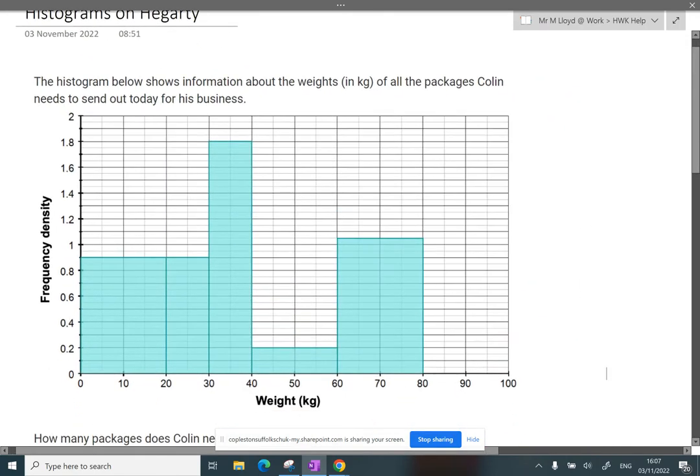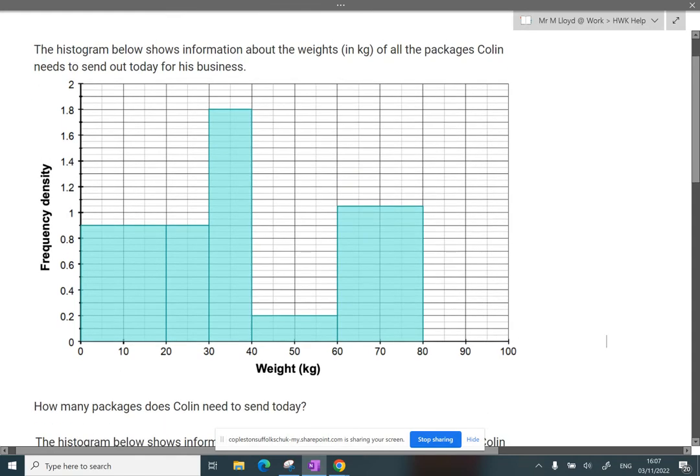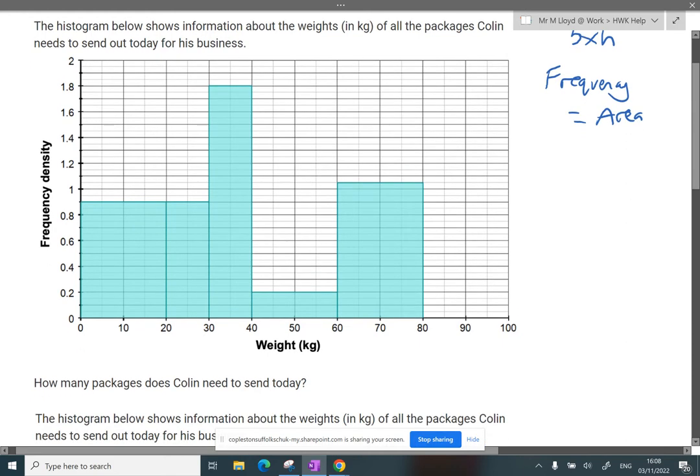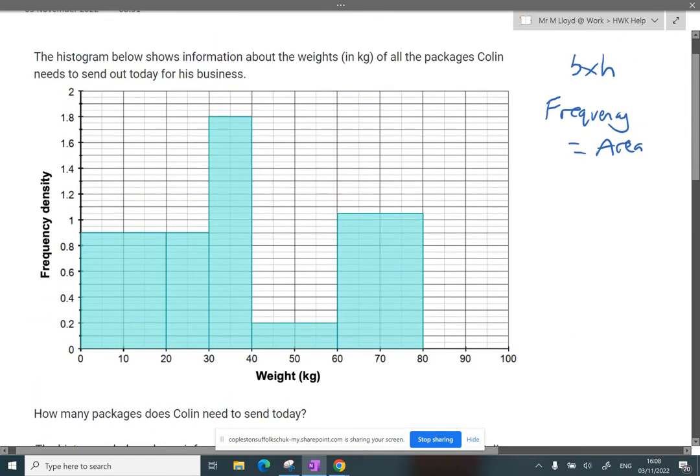So the histogram below shows information about the weights in kilograms of all the packages Colin needs to send out today for his business. So as we know from a histogram, the frequency equals the area. So frequency equals area. And the area of a rectangle is the base times by the height. How many packages does Colin need to send today? So that question is asking us for the entirety, for the whole histogram. Okay, please do feel free to pause the video and have a go. And if you want to just watch me do it, just hit play.